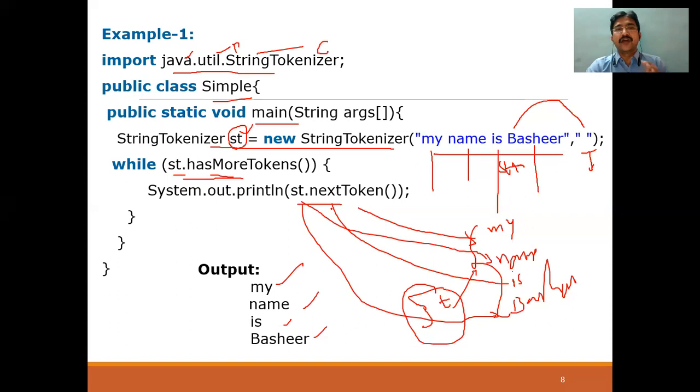So in this example, we have seen how to import a StringTokenizer class, and how to create a StringTokenizer class with 2 parameters. We have seen the hasMoreTokens method. What is its purpose? How is it useful? We have seen the nextToken method as well.